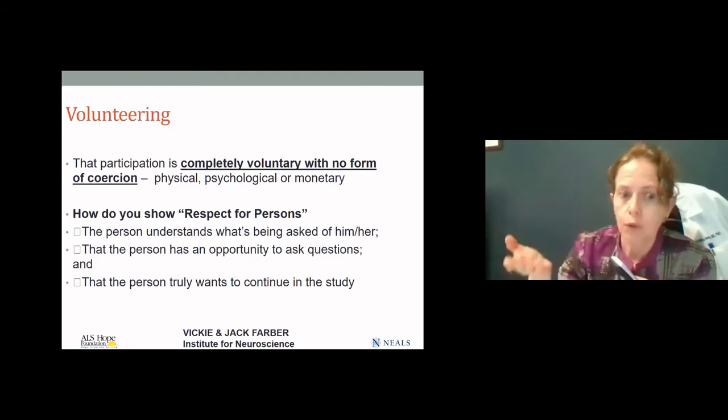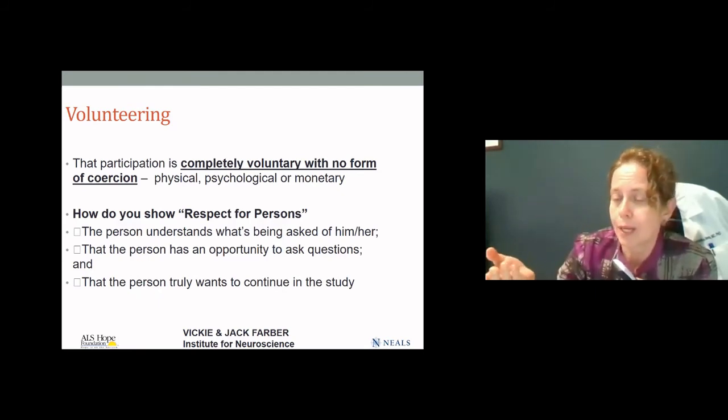So that's another aspect. How do we actually show our respect to people when we go through informed consent? Well, first of all, the person understands what's being asked of him or her. Also, the respect is if the person has the opportunity to ask questions. And finally, the person truly wants to continue with the study. It's not something that he or she does because they want to please their doctor. No, it shouldn't be that way.